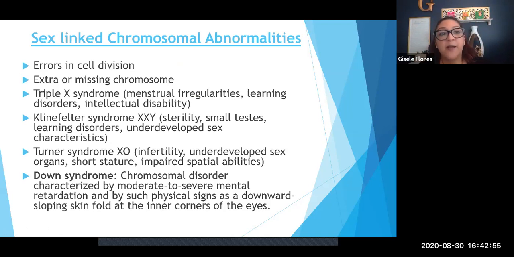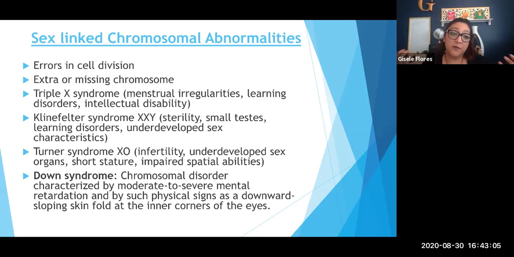Another example we're going to talk about are sex-linked chromosomal abnormalities and how they actually occur. So it's an error in the division process. So we remember how sex-linked and gametes split, right, through meiosis. And so through meiosis, there's an error. And so there's either an extra or a missing sex chromosome. So there's something called triple X syndrome. There's also something called Klinefelter syndrome, which means the child has 2 X's and a Y in their sex chromosome.